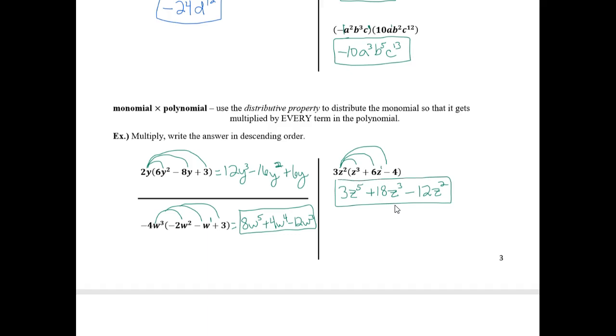And there you go. So whether it's one term by one term or one term by many terms, the way we approach it is multiplying the coefficients together and then multiplying the variables together. If we have like variables, we can add those exponents.